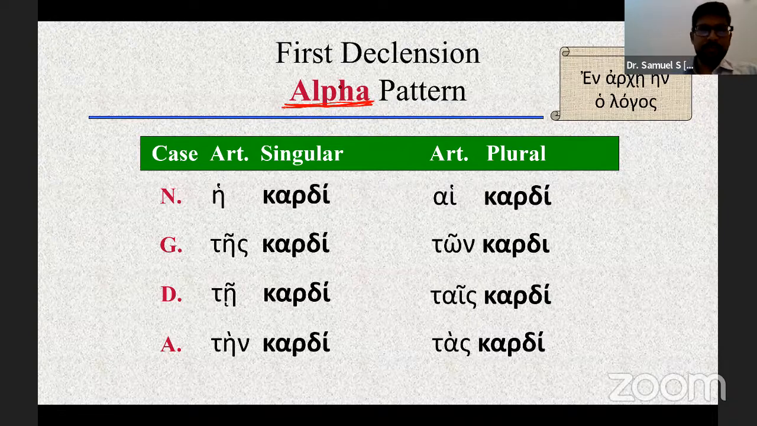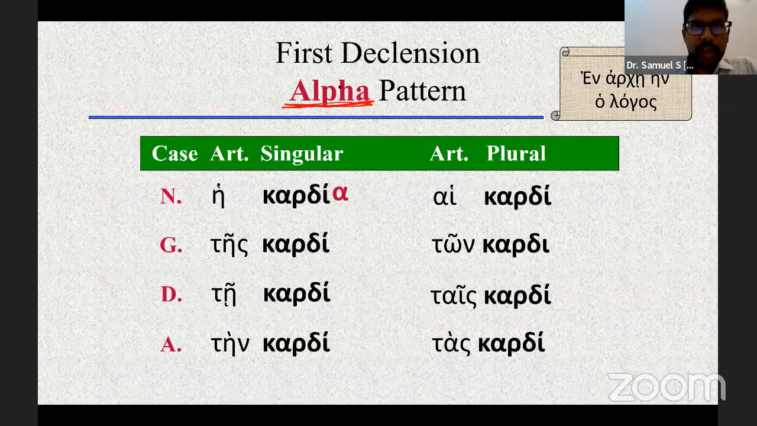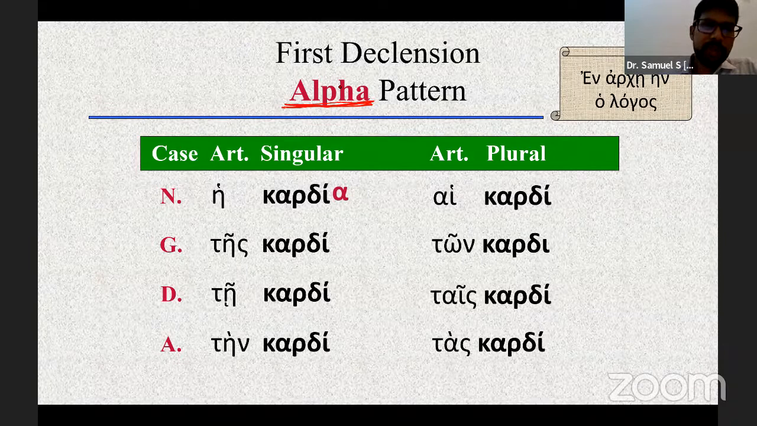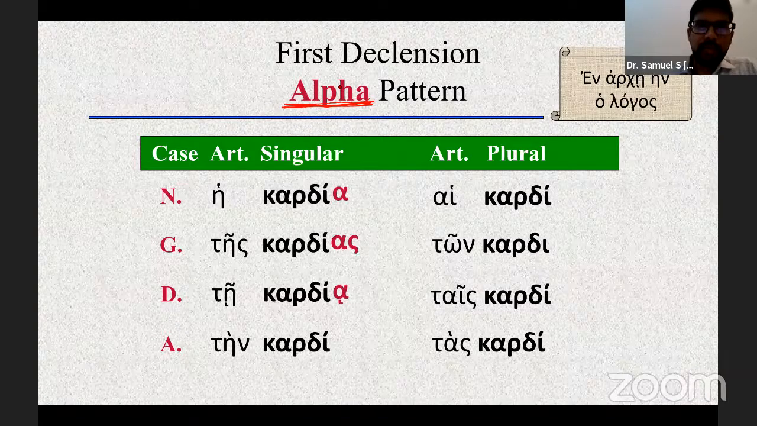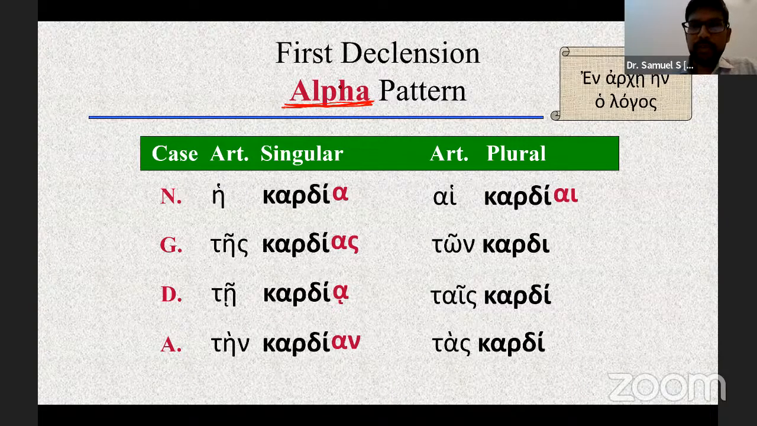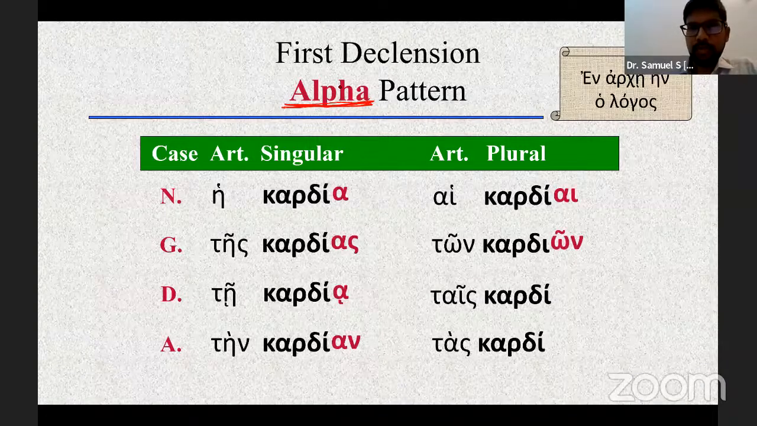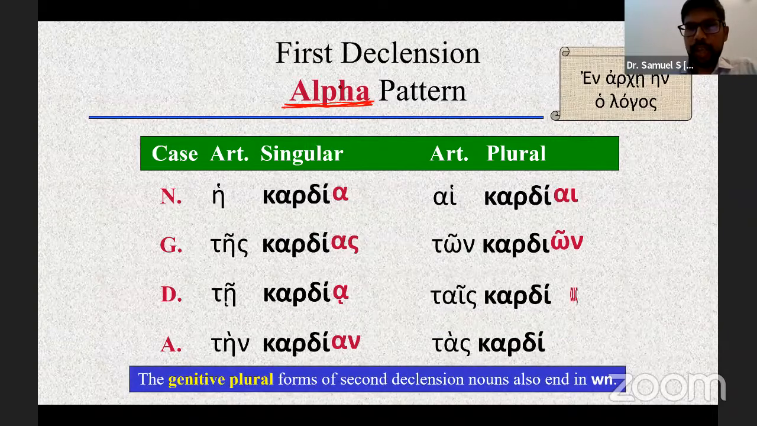Let's walk through it. Nominative singular, cardia, sorry. Genitive singular, cardias. Dative singular, cardia. Accusative singular, cardian. Nominative plural, cardii. Genitive plural, cardion. Dative plural, cardiis. Accusative plural, cardias.